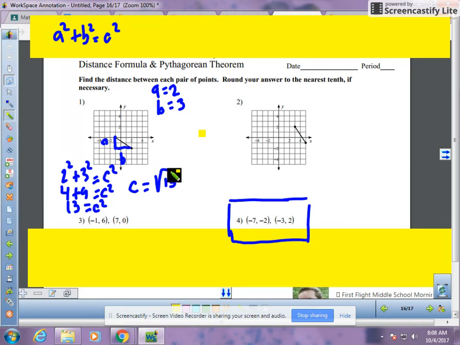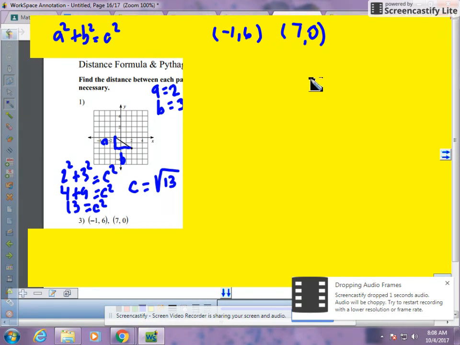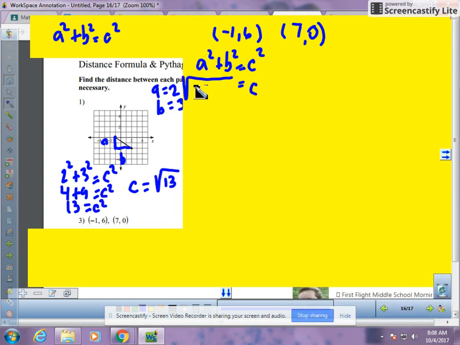All right, so we're going to take these 2 points. We have a point that's -1, 6, and a point that's 7, 0. And I'm going to use what's called the distance formula. Now we have a squared plus b squared is equal to c squared. We know that. And from what we've done, we know that we can find just c by taking the square root of a squared plus b squared. So we're going to use that. The distance formula basically looks like that.